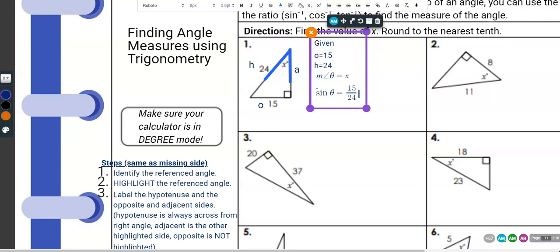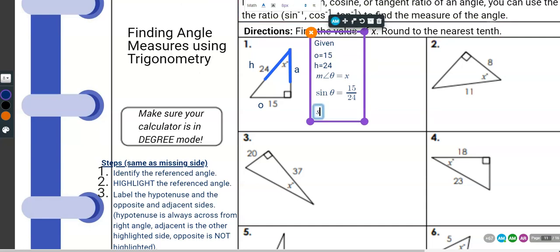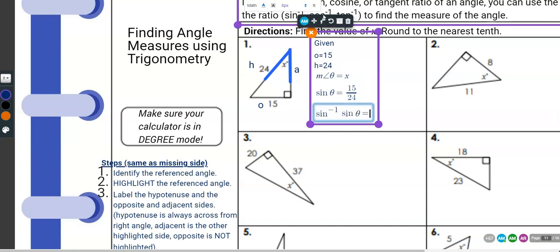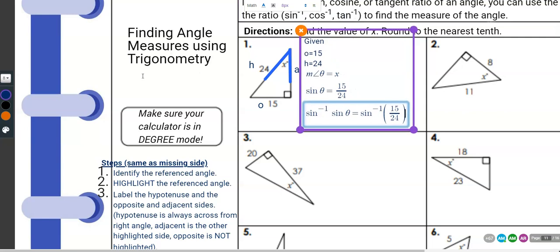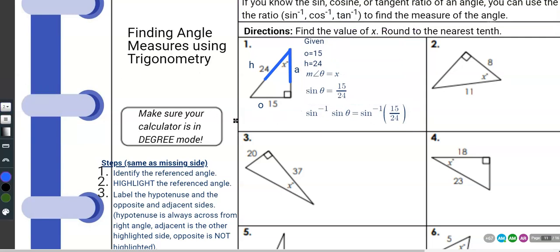Now, to get rid of the sine, because theta is a number, we have to take the inverse of both sides. Under normal circumstances, I would have you skip this step and the next one. So we're going to take the inverse sine of both sides, and we just put the -1 in as an exponent. So if we take the inverse sine of the sine, that is going to cancel each other out, and I'm left with theta equals sine inverse of 15 over 24.